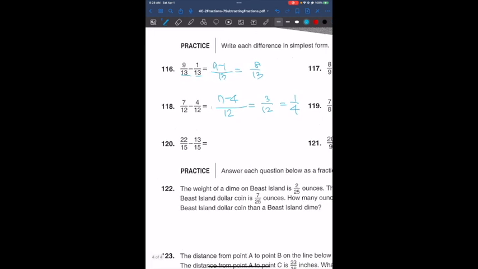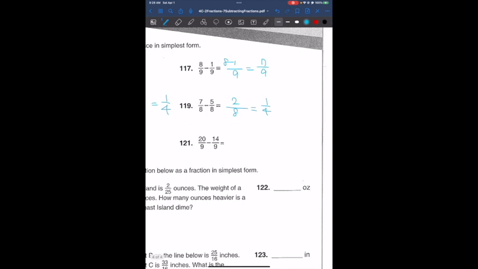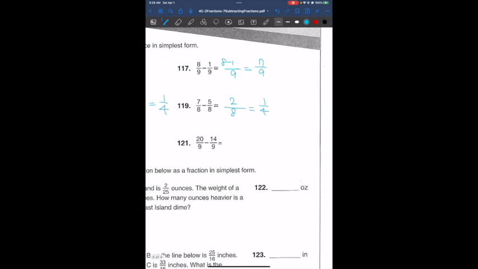Then for this, our denominator is going to be 15, and our numerator is going to be 22 minus 13, which is 9. We can simplify this by dividing both the numerator and the denominator by 3, so it can be simplified to 3 over 5. Now for problem 121, our denominator is going to be 9, and our numerator is going to be 20 minus 14, which is 6. So we can simplify this into 2 over 3.